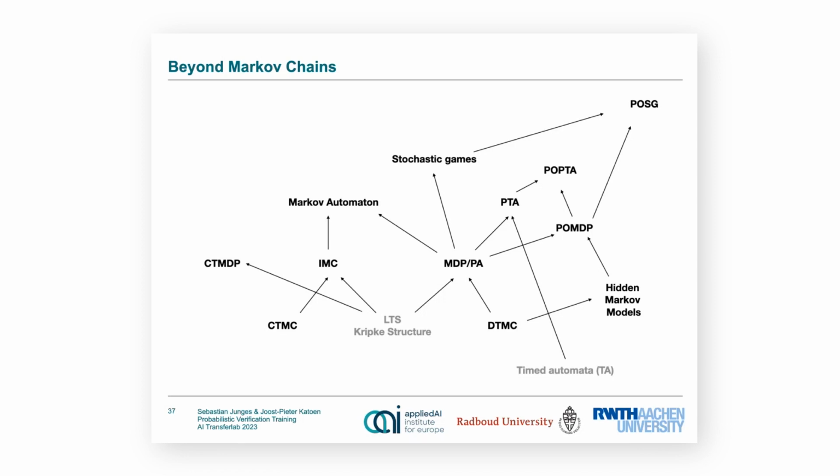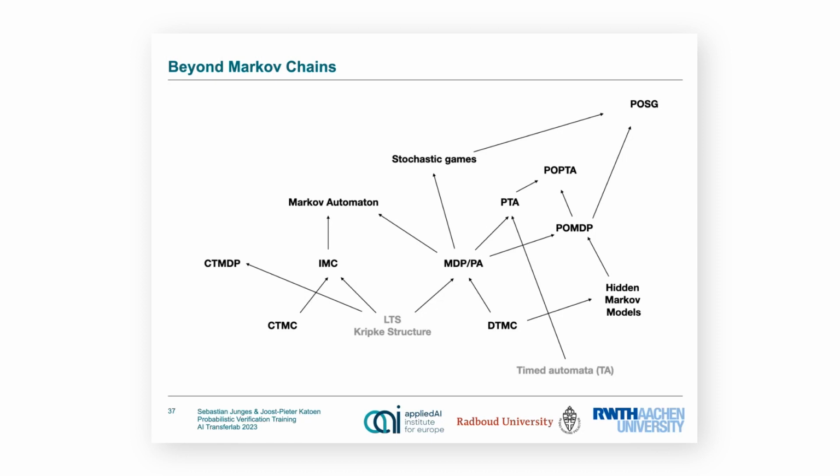We have models that combine non-determinism and continuous time. These are called Markov automata. These are also in Storm. But there are also models that are not in Storm, or only partially. So stochastic games, we use them partially, but we don't have full-fledged support for that.